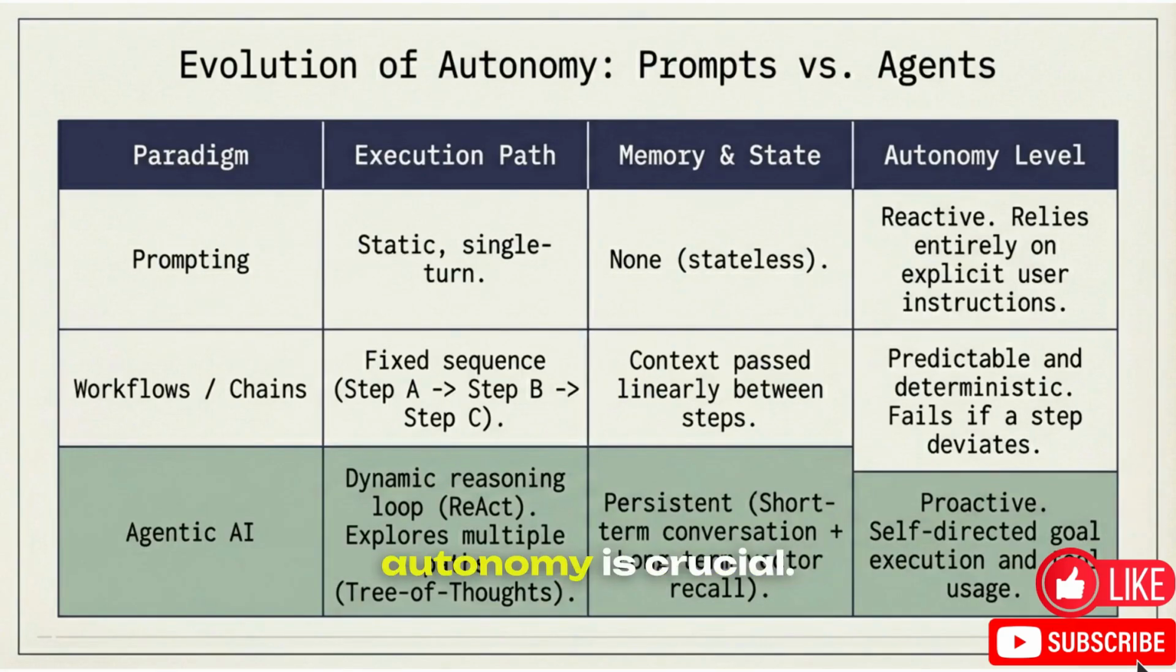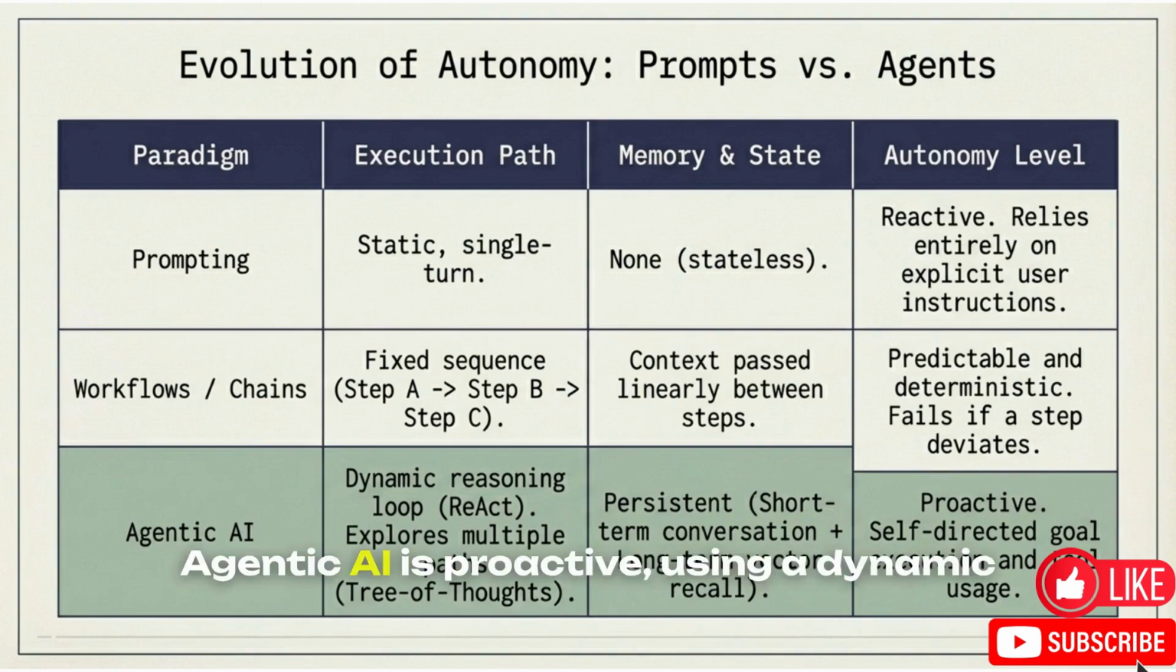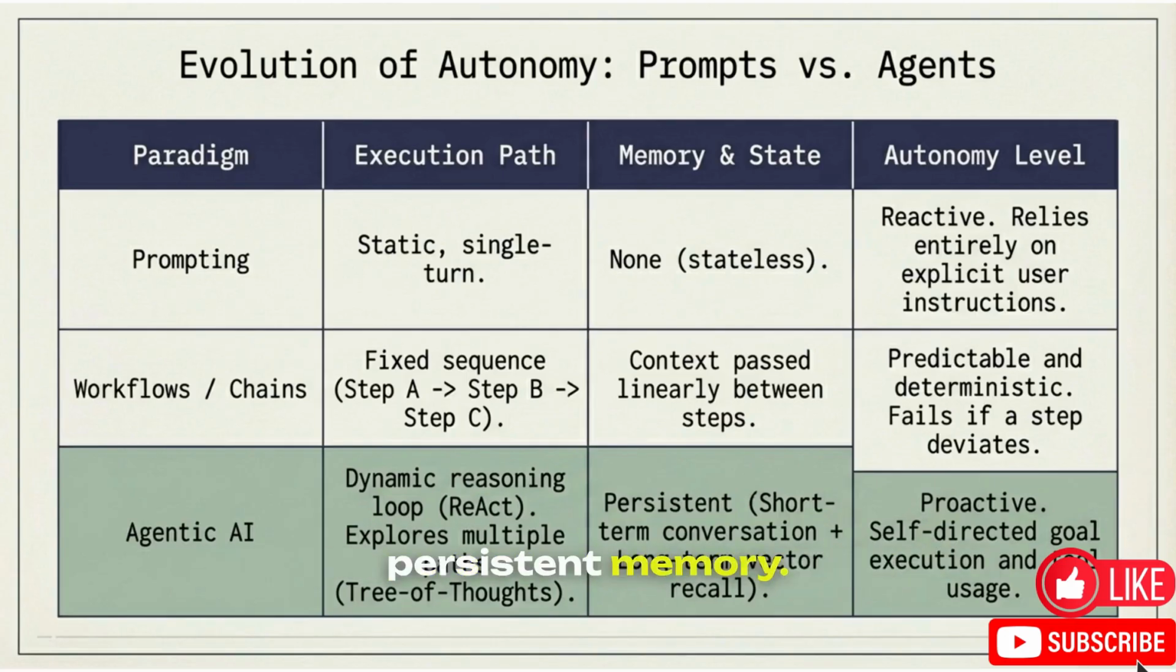Understanding the evolution of autonomy is crucial. Prompting is reactive and static. Workflows are predictable but deterministic. Agentic AI is proactive, using a dynamic reasoning loop for self-directed goal execution and tool usage, often with persistent memory.